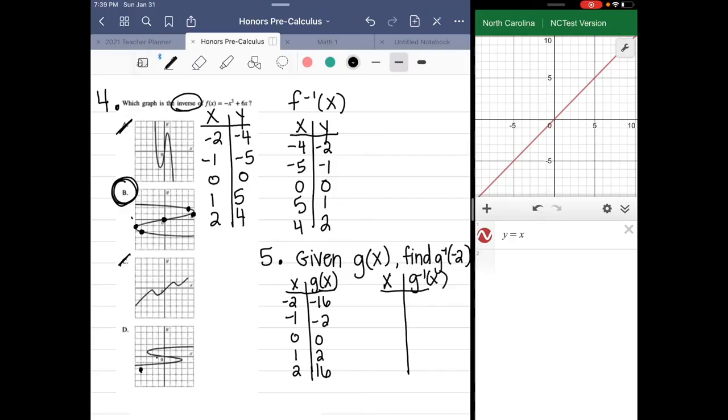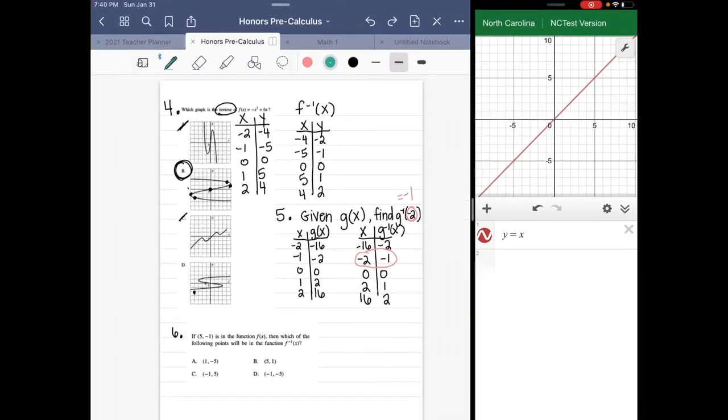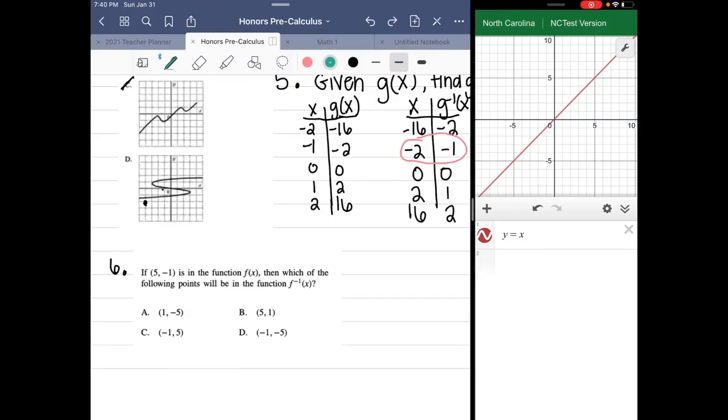So if I look at my inverse table, I'm going to flip those values. So this is going to be -16, -2, -2, -1, 0, 0, 2, 1, and 16, 2. And it really is just about identifying. So for the inverse, this is going to be my input value. So my input value is 2, and that corresponds with -1. So the answer here is -1. Most times students will just go straight to the original g function, and they'll say, oh, I have -2, so the answer is -16. You have to look at the inverse value of that, okay?